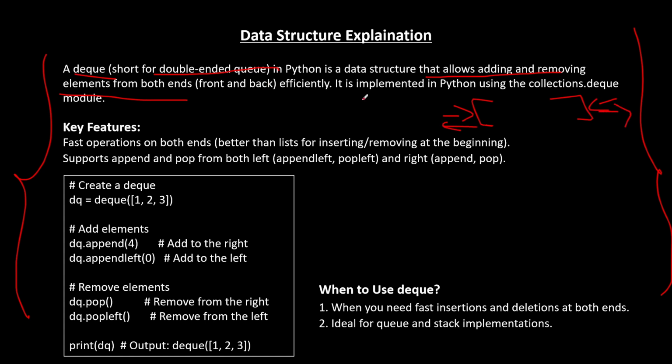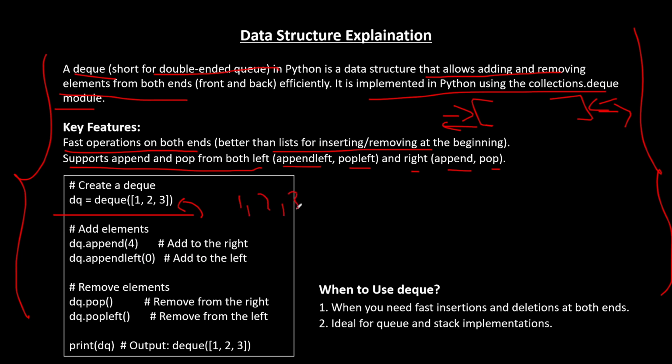It is implemented in Python using the collections deque module. Now, what are the key features? Fast operations on both ends, better than a list for inserting and removing at the beginning. It supports append and pop from both sides: appendleft and popleft, and append and pop on the right. That's good. So we can see the example here. This is a deque. Now we appended 4. What will happen? It will be appended at the end. So it will become 1, 2, 3, 4, right? Now we appendleft 0. It will be appended here.